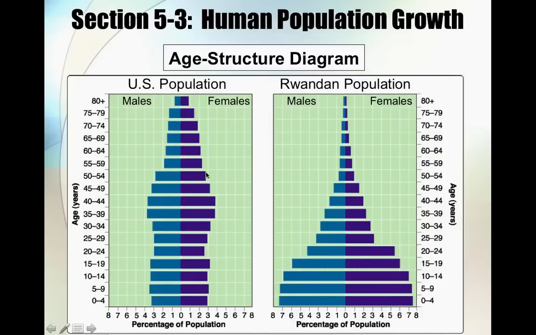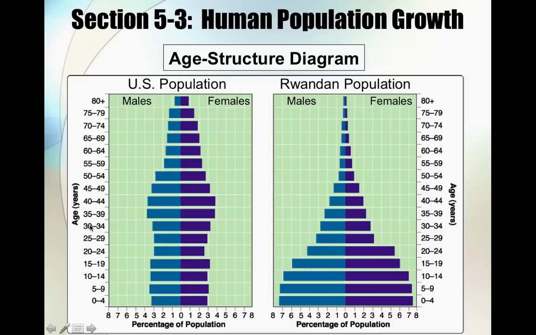On the left-hand side here, we have the U.S. population, and you have 0 right here in the middle. On your y-axis, you have the age in years, and on your x-axis, the percentage of the population. On your left-hand side, in blue, is the percentage of males. On the right-hand side, in purple, is the percentage of females. Between 0 and 4 years old, 3.2% of the population is male and 2.9% of the population is female.